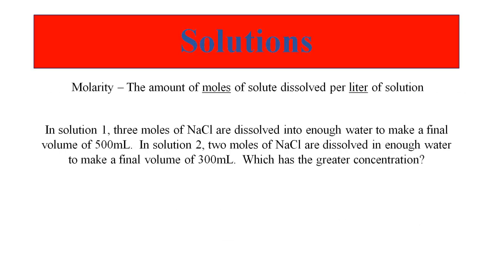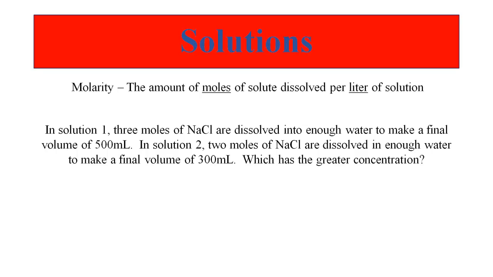The next type of concentration is the most widely used in chemistry and biology, molarity. This is the amount of moles of solute dissolved per liter of solution. I'll start you off with a very simple example. In solution 1, 3 moles of sodium chloride are dissolved in enough water to make a final volume of 500 milliliters. In solution 2, 2 moles of sodium chloride are dissolved in enough water to make a final volume of 300 milliliters. Which has the greater concentration?